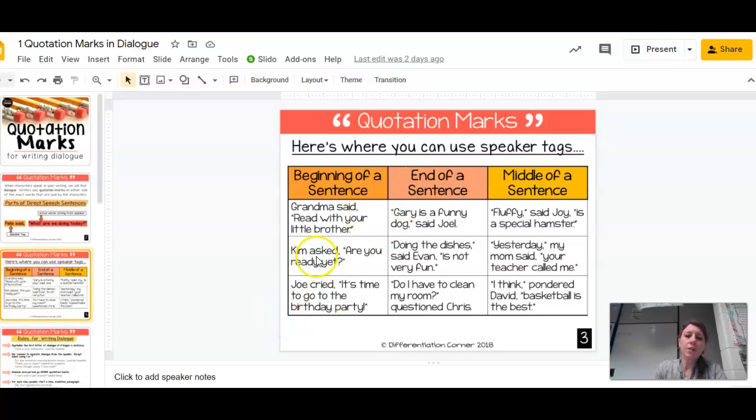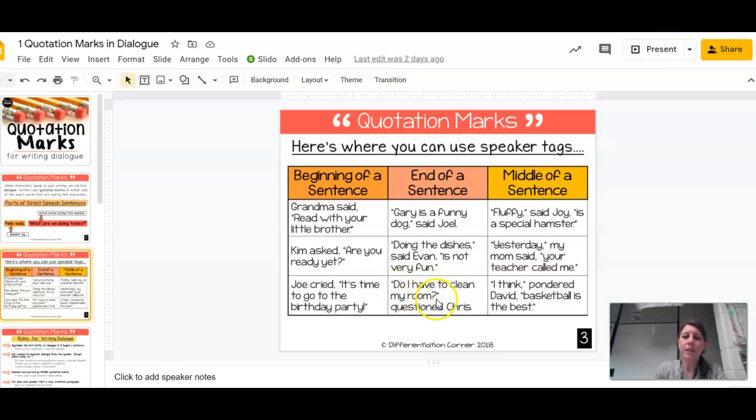Okay, so let's look at another example. Kim asked, "Are you ready yet?" Let's look at another one. Joe cried, "It's time to go to the birthday party!" So the punctuation goes inside the quotation marks. Here we have the speaker tag at the end of a sentence.